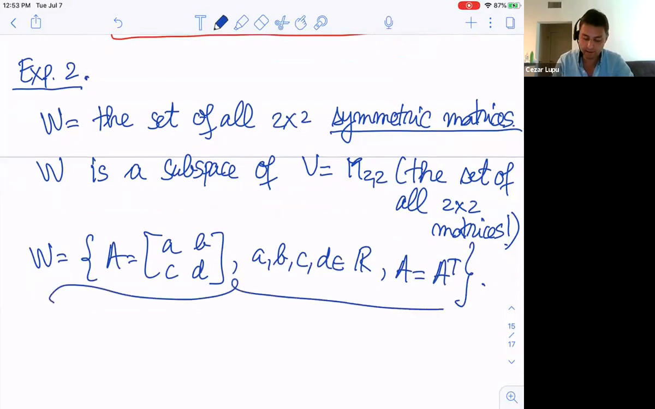So this is the set of all 2 by 2 symmetric matrices.